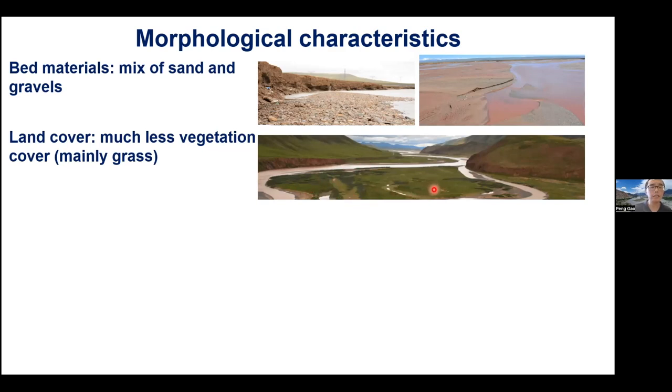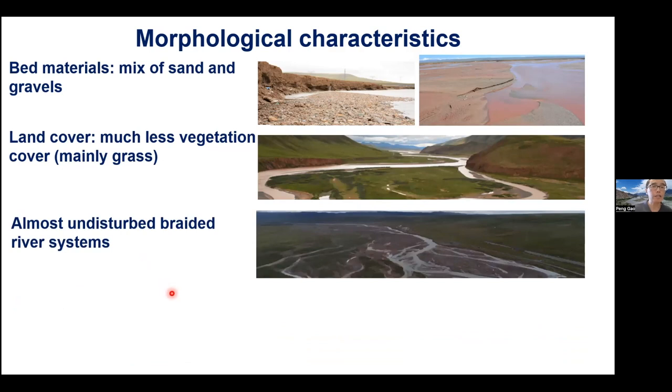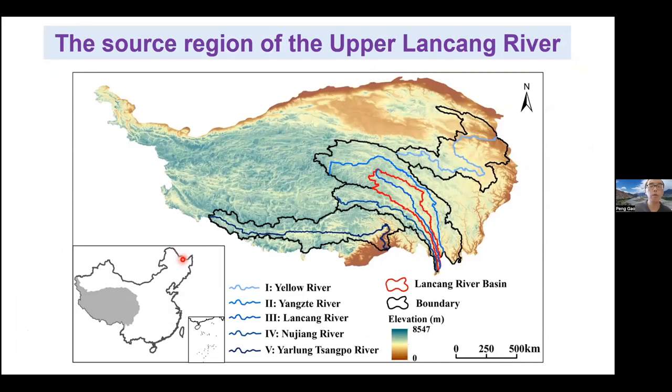And this is just in the very downstream area. As I showed you just now, in many upstream channels, there is not much vegetation cover. And next, these braided river systems have almost no human disturbances. As such, they are almost like a pristine watershed. The last one, they all have glaciers at their source areas, so they are affected by glacier melting.